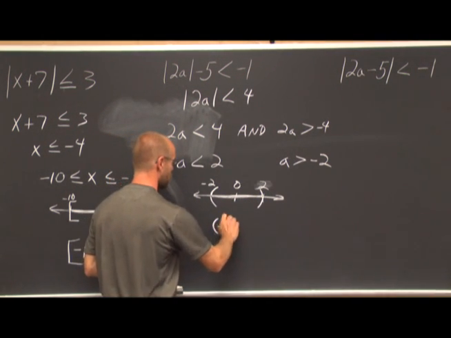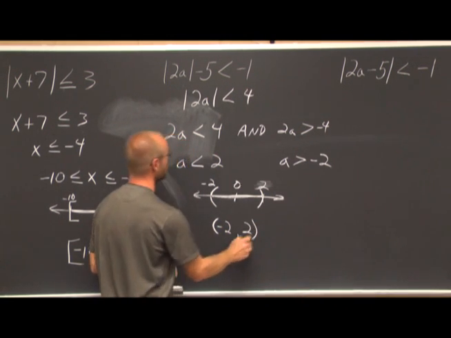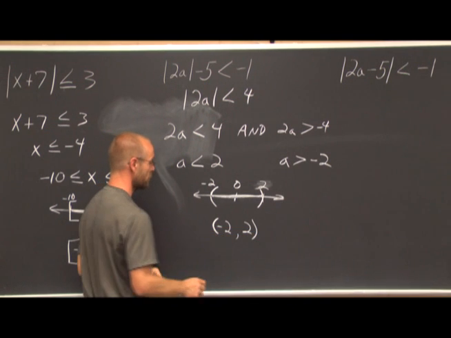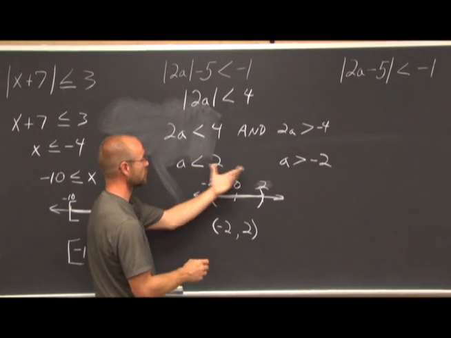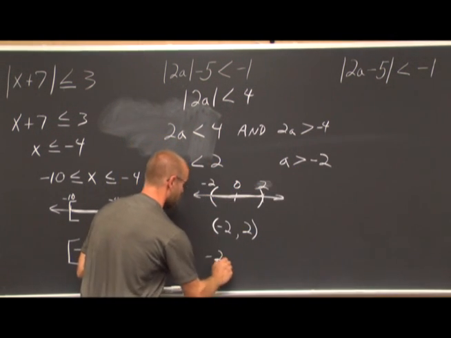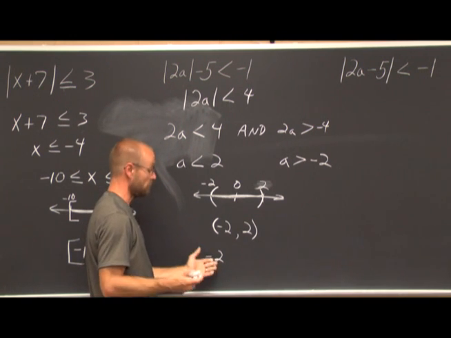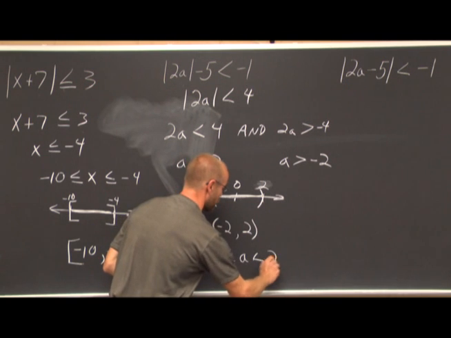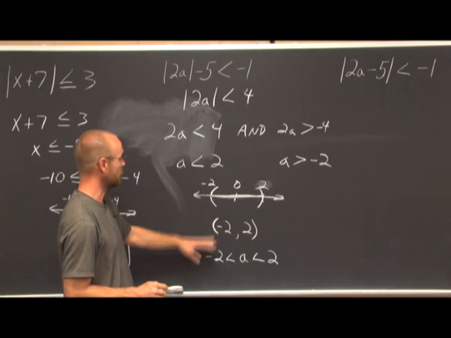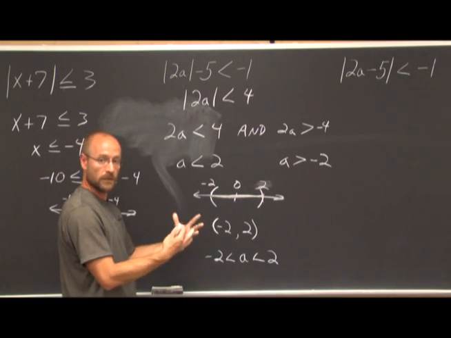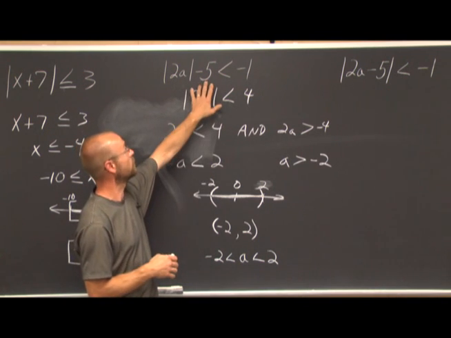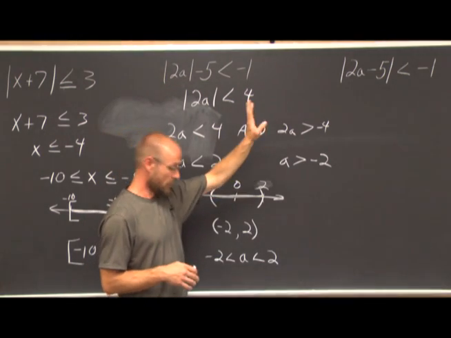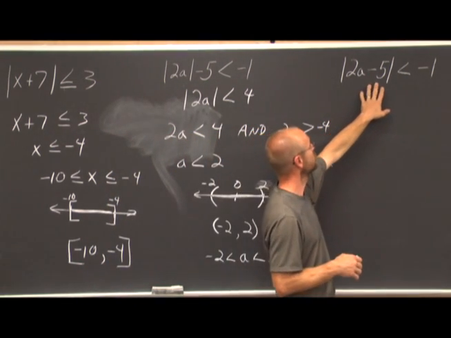That's good news. In interval notation, since it does not include our endpoints, we use parentheses. And in set notation, we're just going to recopy these in least to greatest order. Negative 2 is less than a is less than positive 2. So we found that solution. The only way this was different than the previous example is the first step is we had to isolate the absolute value.